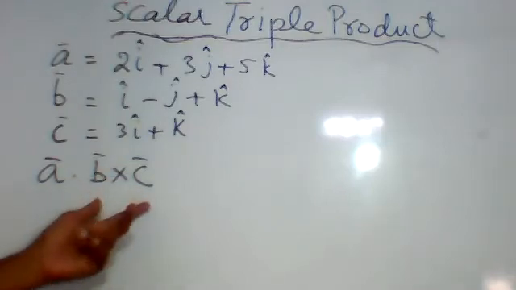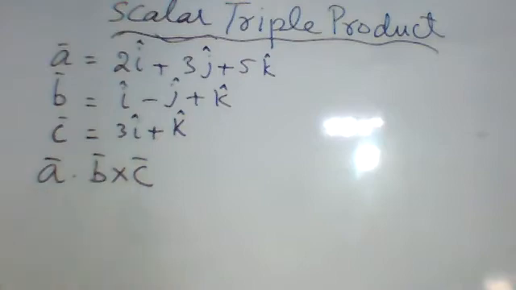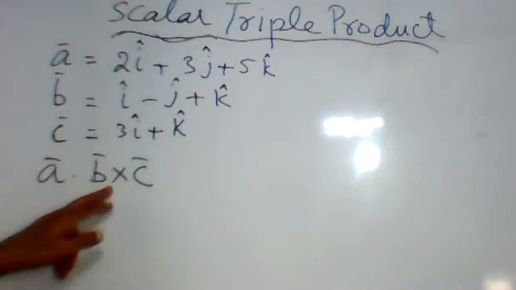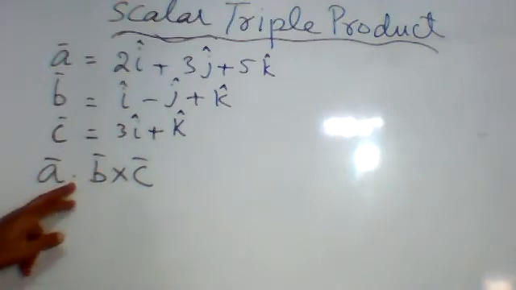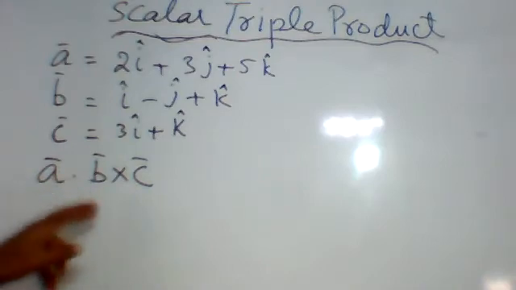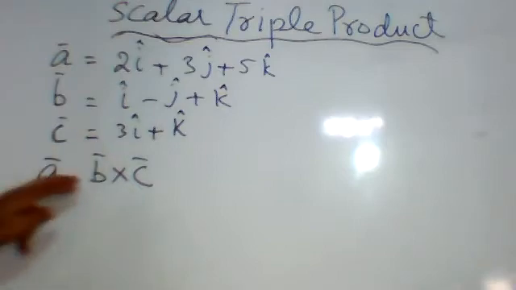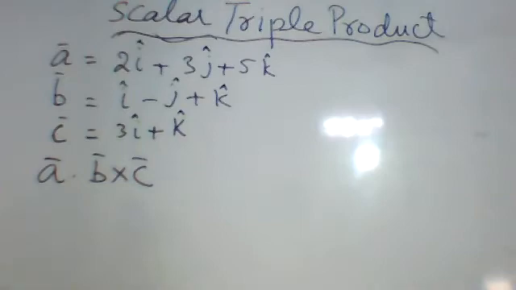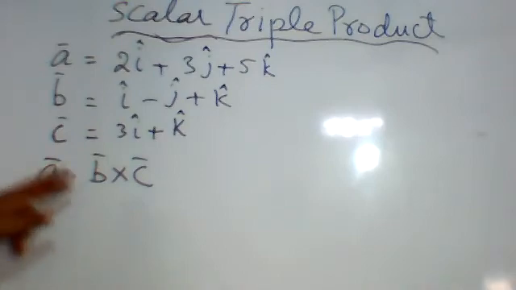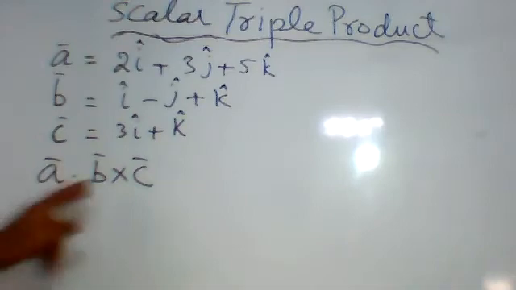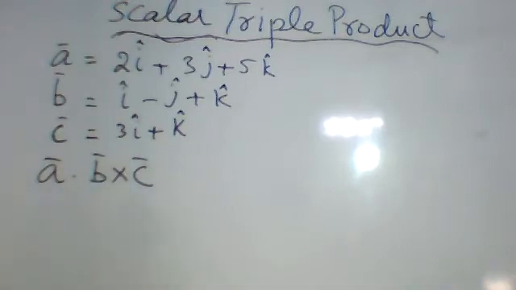The cross product will be taken first, because the answer of the cross product is a vector, and dot must be used between two vectors, not a scalar. If we take A dot B first, the answer will be a scalar, and scalar cross C is meaningless. Scalar cross vector is meaningless. So if both signs, dot and cross, are together in the same question, first we will solve the cross.